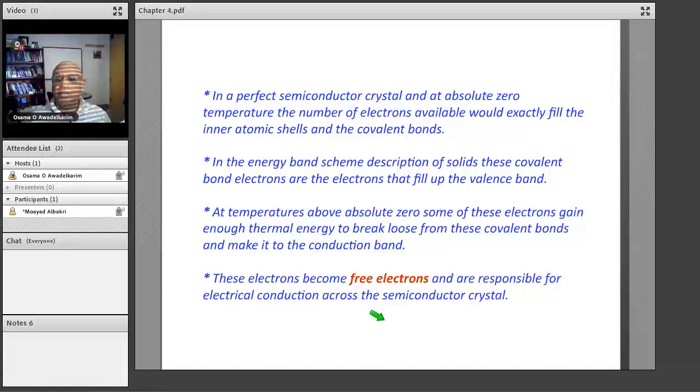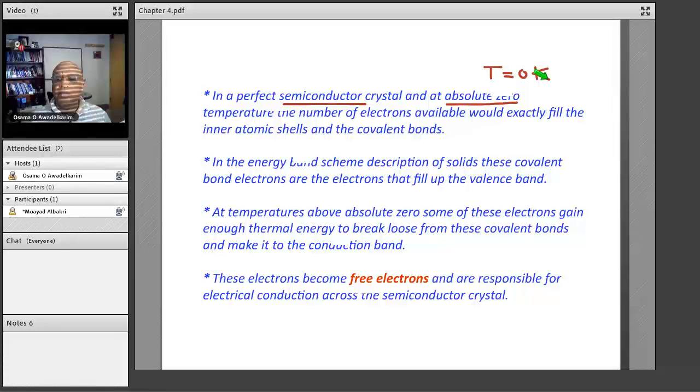Okay, now in a perfect semiconductor, as perfect as it could be, and at absolute 0, that is temperature T equals 0 Kelvin, we said in the previous chapter that we don't have any electrons available in the conduction band, right?